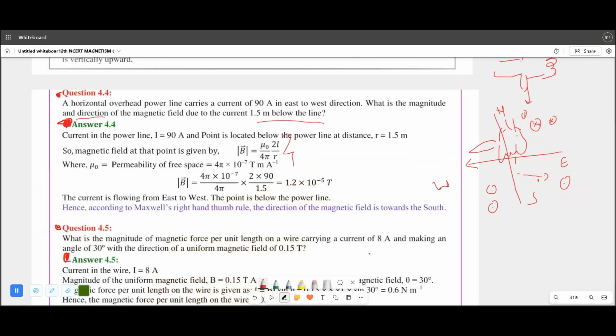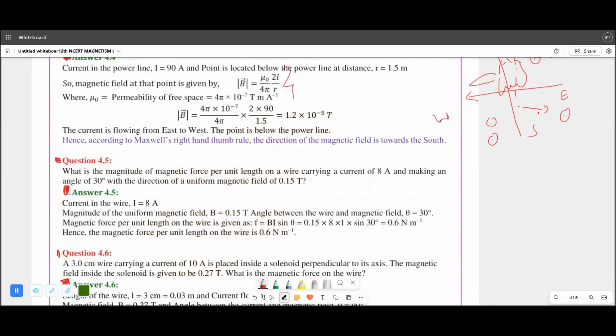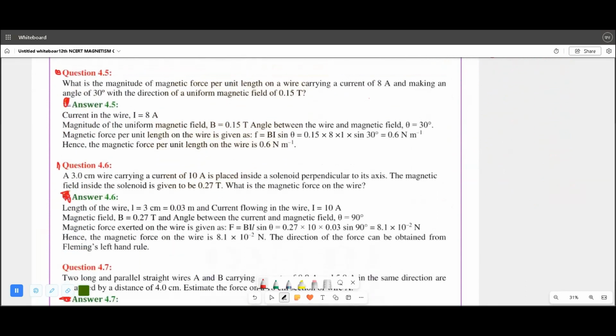Now we'll move on to the next question. So we put the values: mu 0 by 4 pi times 2I by R, same formula. That is 4 pi into 10 to the power minus 7 by 4 pi into 2 into 90 by 1.5, that is 1.2 into 10 to the power minus 5 Tesla. Right? Next is, what is the magnitude of magnetic force per unit length on a wire carrying a current of 8 ampere and making angle 30 degree with the direction of uniform magnetic field of 0.15 Tesla.